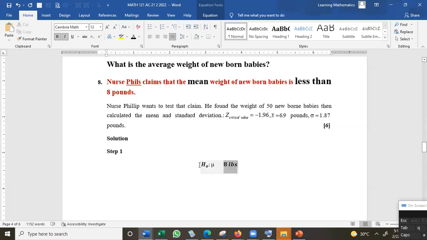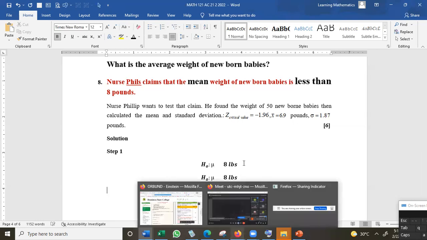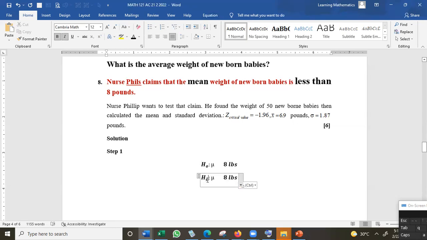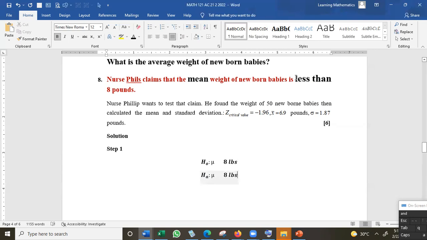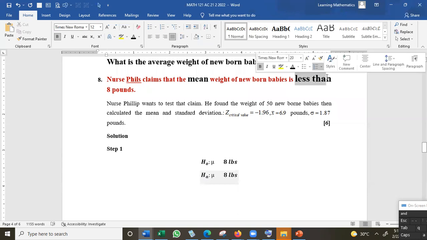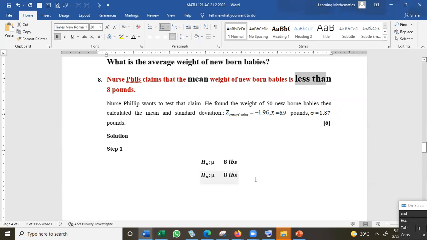The H0 will have that structure, and the HA will have a similar structure, but the symbols will be different. And then we have to put a 0 or 1. Now we have to use that phrase to guide us. It says less than, is less than, because that's what Phil said.